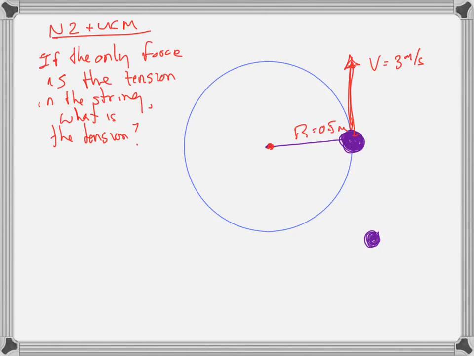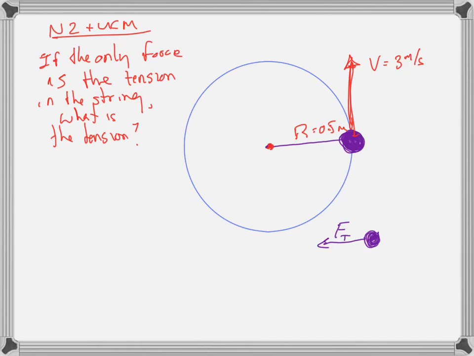If the only force is the tension in the string, then we've got F sub t towards the center of the circle. And that's it. That's the only force. We just said it was the only force. So now we choose our axes. Now what's the direction of the acceleration?